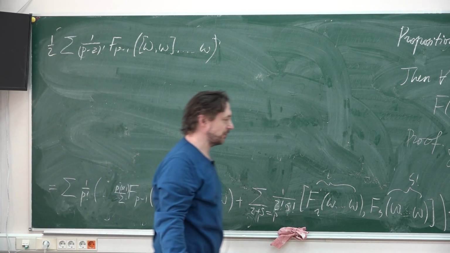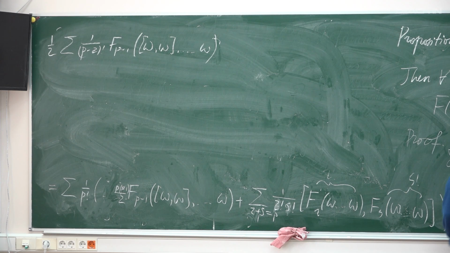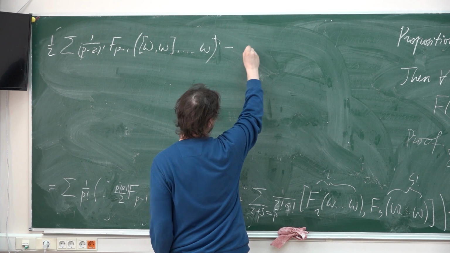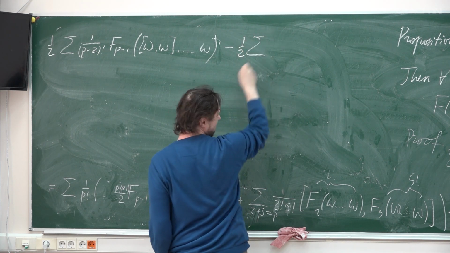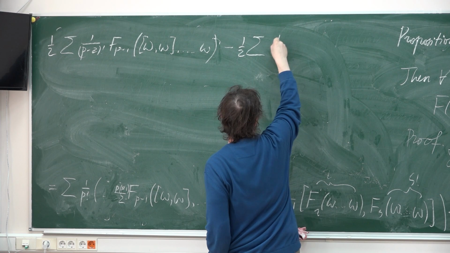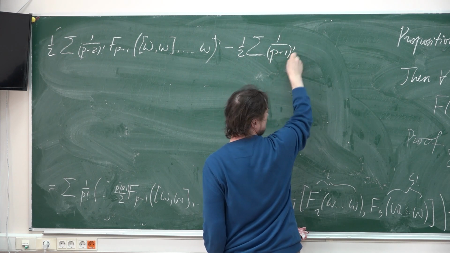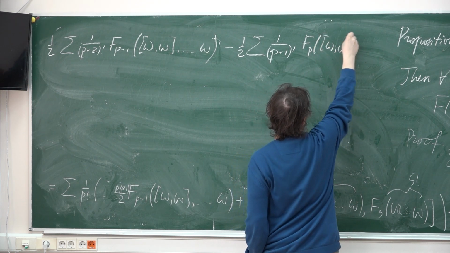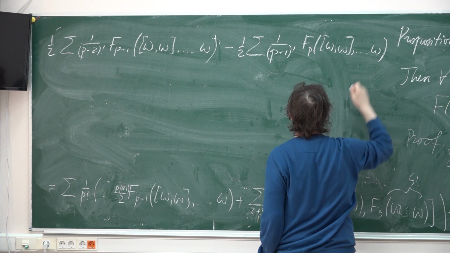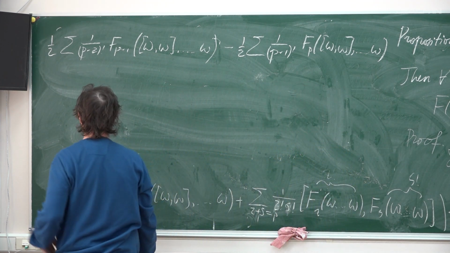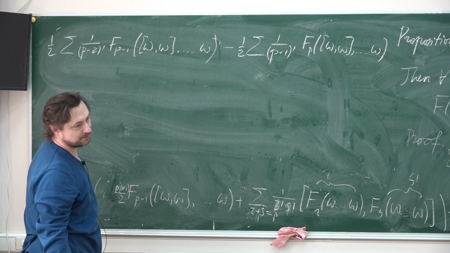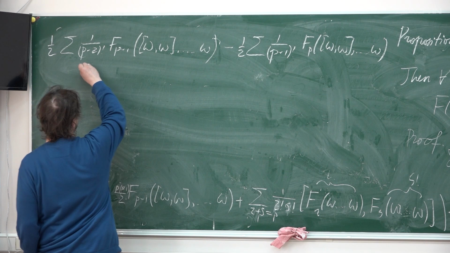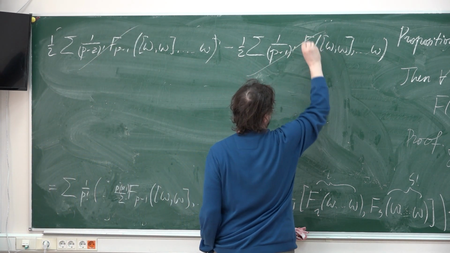And that 1/2 is really important because it will make this sum disappear when we add the last term, which is minus 1/2 sum over p, 1 over p minus 1 factorial, fp omega comma omega, and dot dot dot omega in the end. These two give you the same sum. You see? So these two cancel out. Nice.